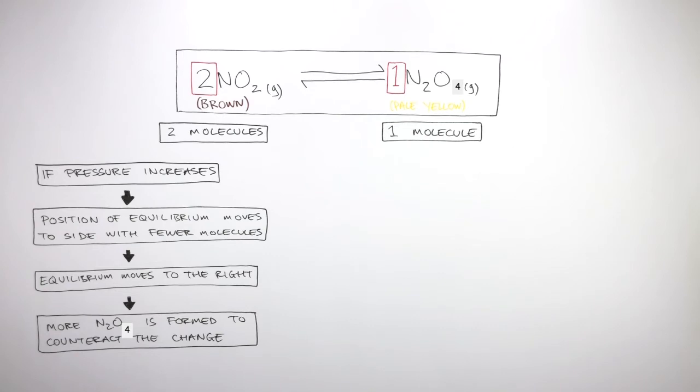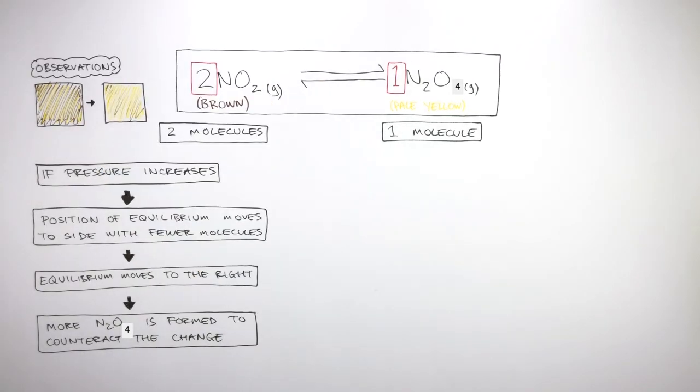The effect on the color of the reacting mixture is that it goes from being more brown to being more pale yellow. This is because more pale yellow N2O4 has been formed.